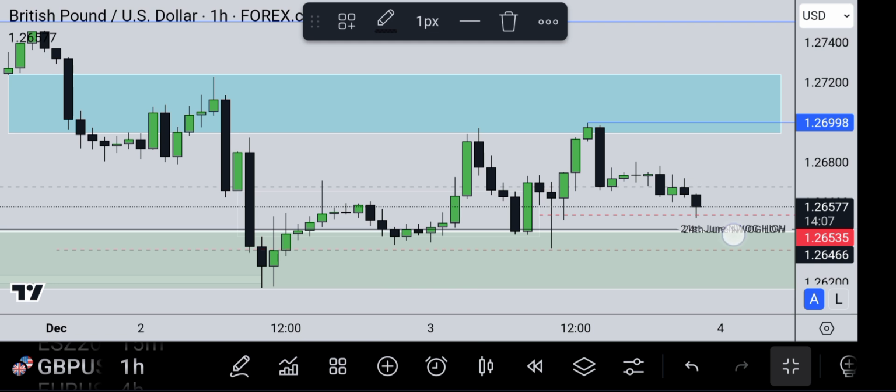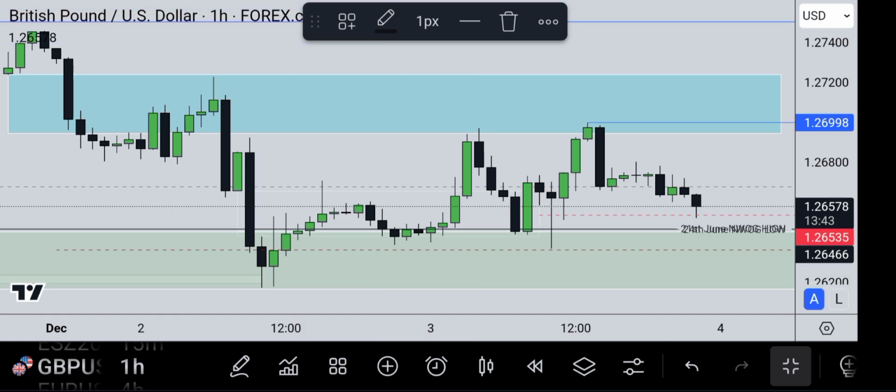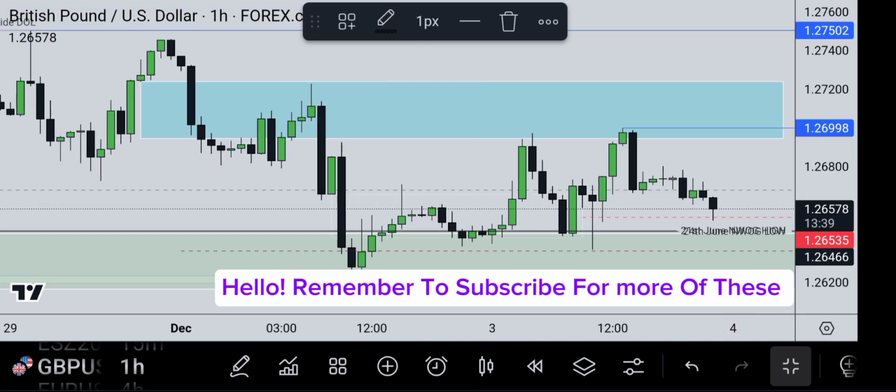Even if body closes below this consequent encroachment here, you still know that, okay, the fact that this was respected means we might still climb over there and still go up in here, and you use this one as an inversion. So if it fails at first, once it goes up in there, you will now use it as a traditional weekly consequent encroachment. Then you look for your buy side liquidity at 1.26998, the inefficiency, and the weekly draw on liquidity up in there at 1.27502.